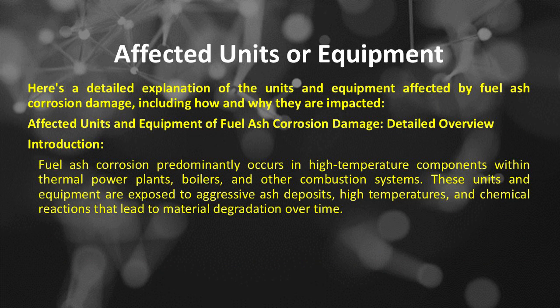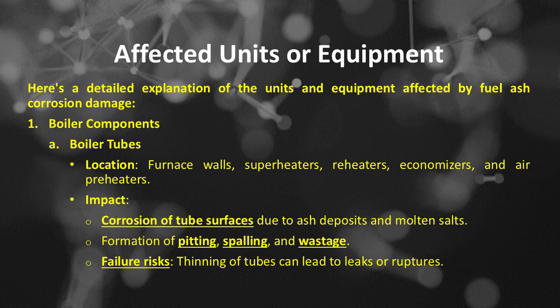Here's a detailed explanation of the units and equipment affected by fuel ash corrosion damage, including how and why they are impacted. Detailed overview. Introduction. Fuel ash corrosion predominantly occurs in high-temperature components within thermal power plants, boilers, and other combustion systems. These units and equipment are exposed to aggressive ash deposits, high temperatures, and chemical reactions that lead to material degradation over time.